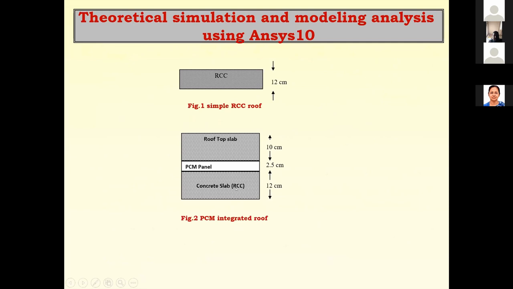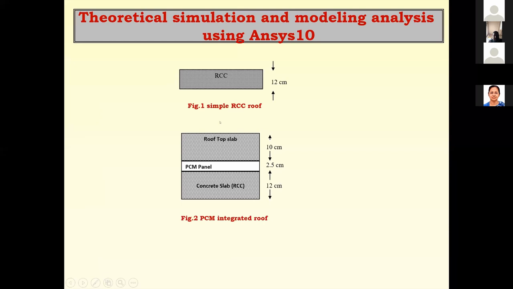You can see the concrete slab, RCC here. Then above this, a 1-inch panel is being placed over it, in which a PCM is filled. So I have taken a 1-inch galvanized panel in which the PCM is filled, and over which there is a rooftop slab also with 10 centimeters thickness, and the actual roof concrete slab is having 12 centimeter thickness. This is my PCM integrated roof.